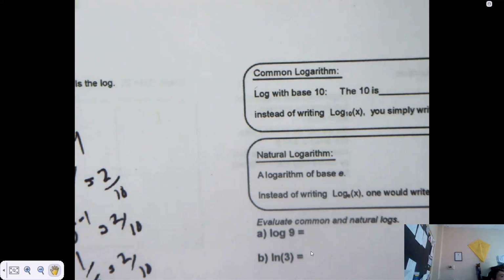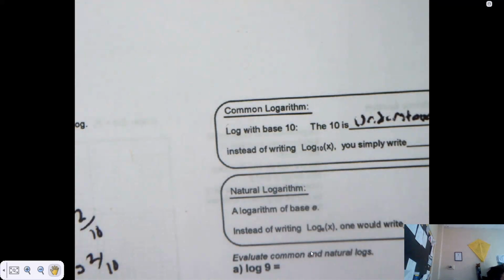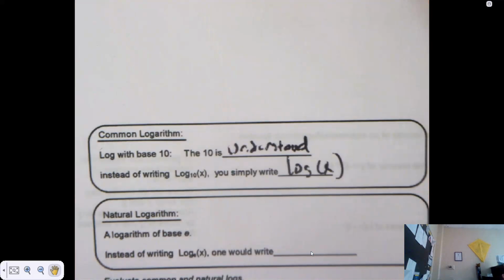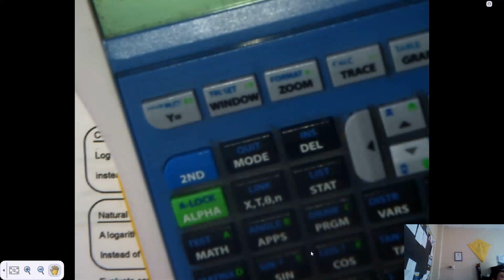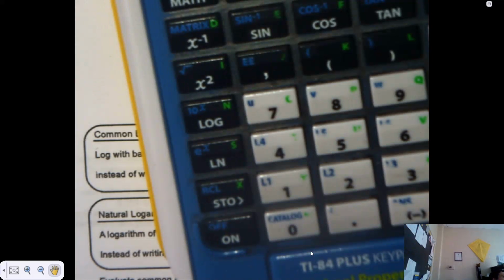All right, common logs. A log with base 10. The 10 is understood. You'll notice every logarithm I've done so far, we've had a log with a base, that little subscript. Well, you don't have a subscript on log base 10. You don't say log base 10 of x, you just write log of x. Look at your calculator. It has a LOG button. Doesn't say a base, does it? The calculator log button has an understood base of 10.